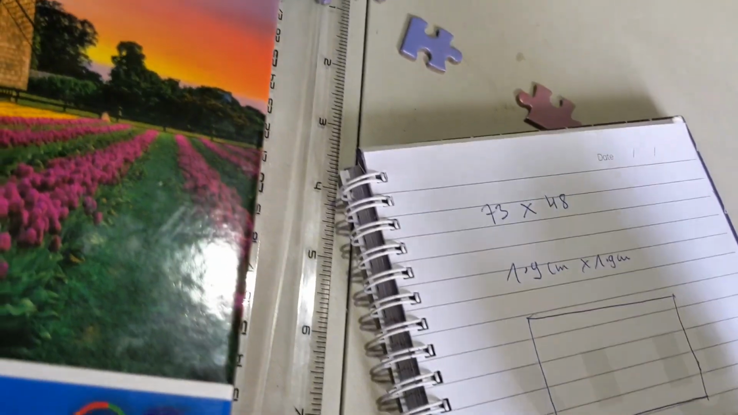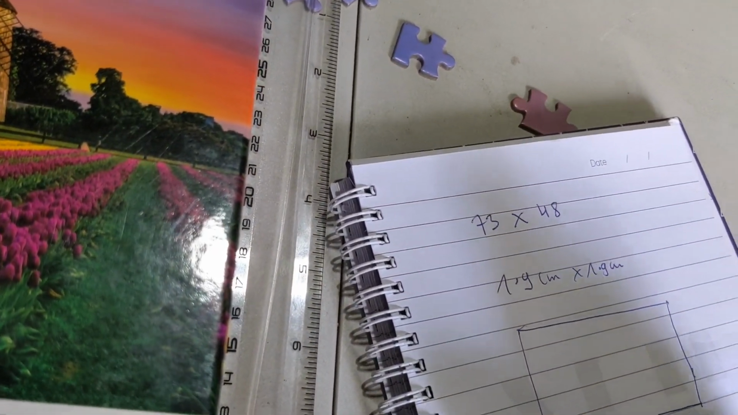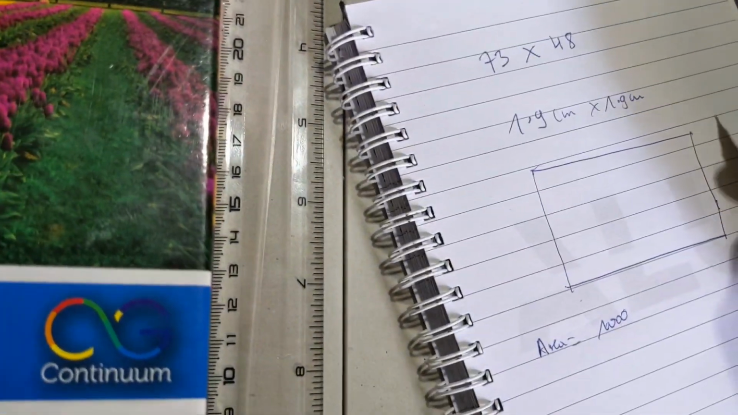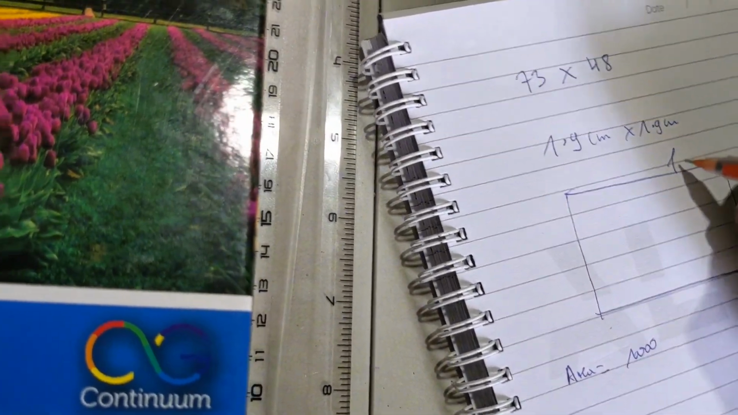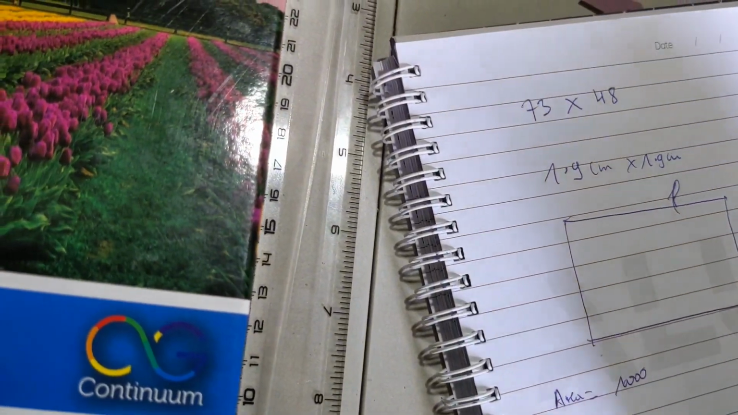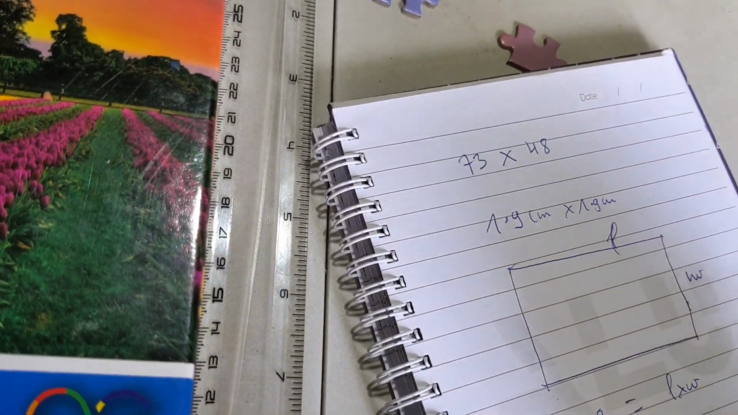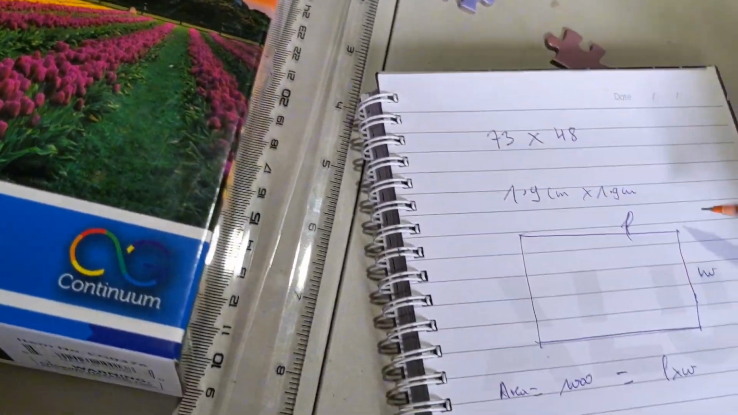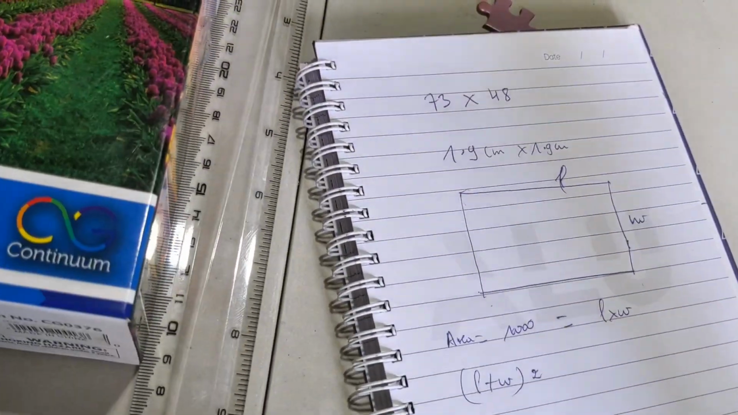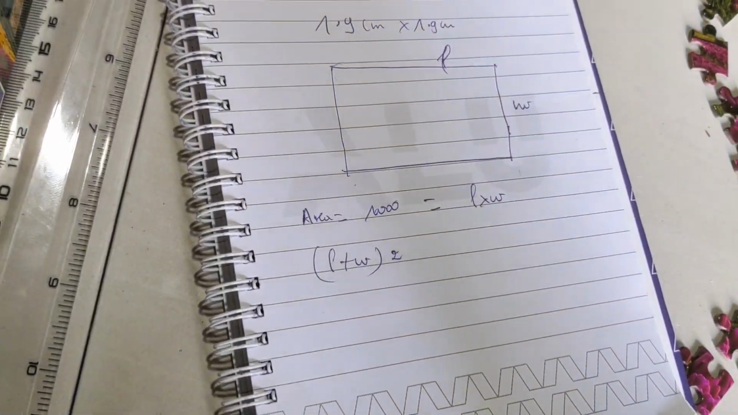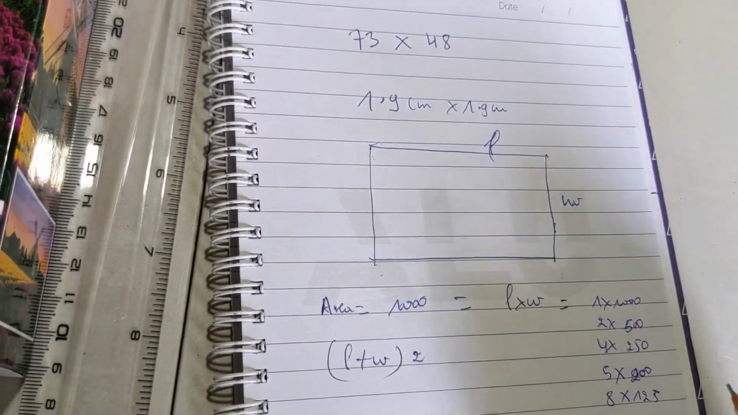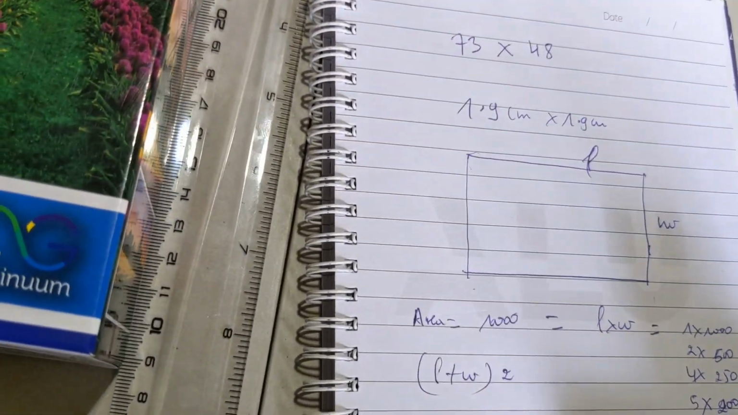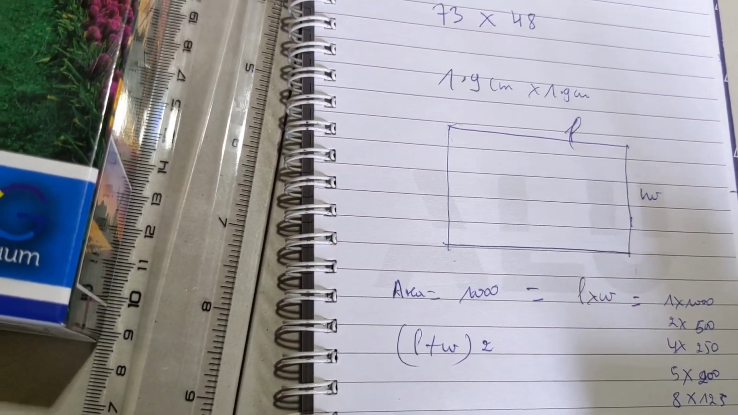So the area will be 1000, and this will be the width and this will be the length. So that means since you know that at the end of the puzzle it will form a rectangle, we can go ahead and attempt to find how many pieces will be on the width and on the length. And by doing that, we will have to find two integers which multiply to make 1000. Then we list all the possible factors of 1000 and see which ones can work.